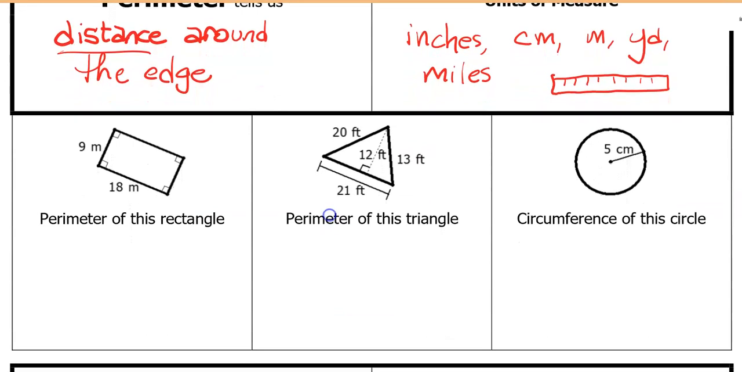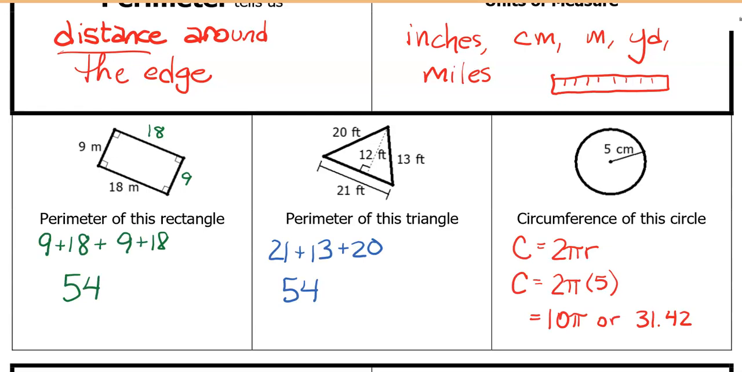So, as sort of a warm-up for today, try these three problems for me, please, and find the perimeter of each of those polygons, the rectangle and the triangle, and then along the same lines, find the circumference of that circle. Pause the video and try it on your own, and when you're ready, then unpause.